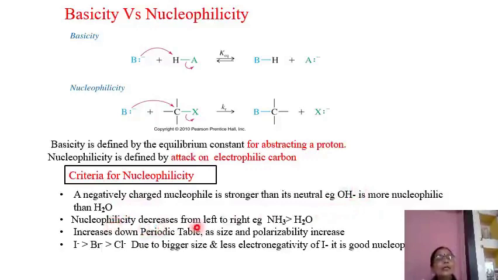Also, nucleophilicity depends on electronegativity. In the case of ammonia and water, nitrogen is less electronegative, while oxygen is more electronegative. Therefore, since nitrogen is less electronegative, ammonia is more basic in nature than water. Also, in the case of iodine, bromine, chlorine, the nucleophilic nature of iodine is more. Why? Because it depends on two factors. I negative is less electronegative. When we consider Br, Cl and F, I negative is the least electronegative. Also, the size of I negative is bigger. Therefore, polarizability also increases in that case. Therefore, due to the bigger size of I negative and less electronegativity, I negative acts as a good nucleophile.